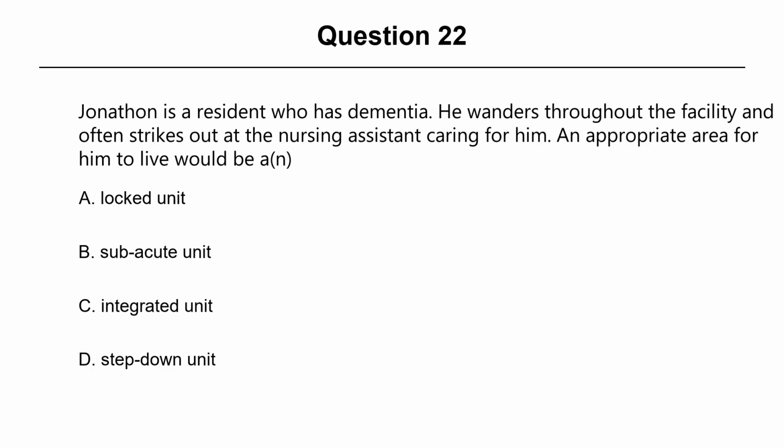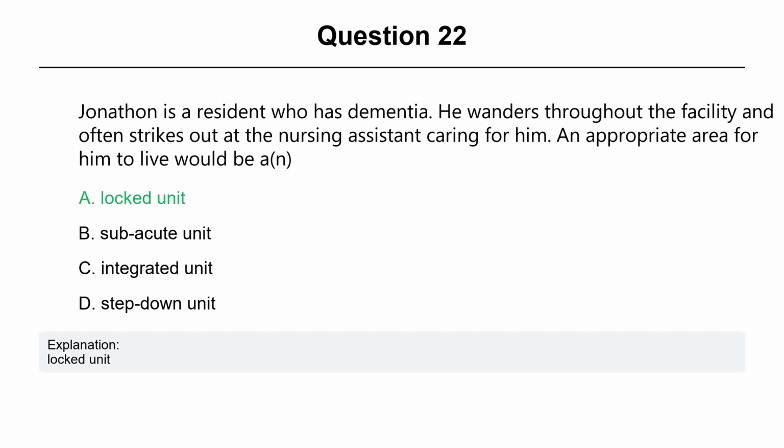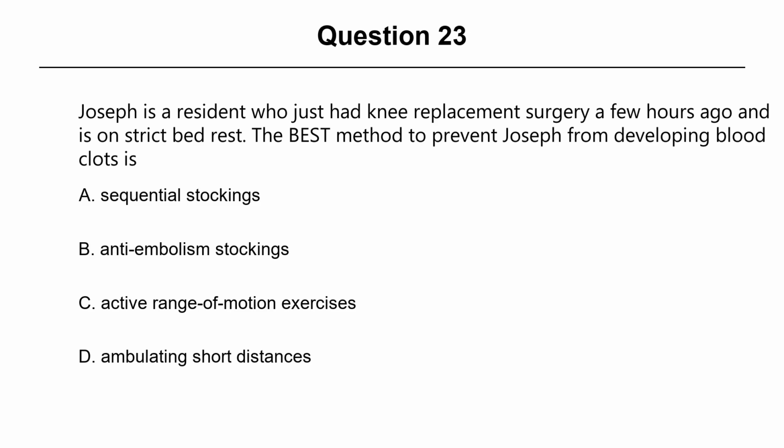Question 22. Jonathan is a resident who has dementia. He wanders throughout the facility and often strikes out at the nursing assistant caring for him. An appropriate area for him to live would be a: option A, locked unit. Option B, subacute unit. Option C, integrated unit. Option D, step-down unit. The correct answer is option A, locked unit.